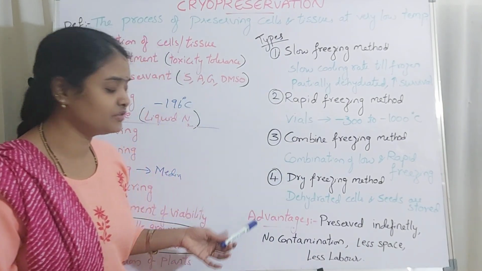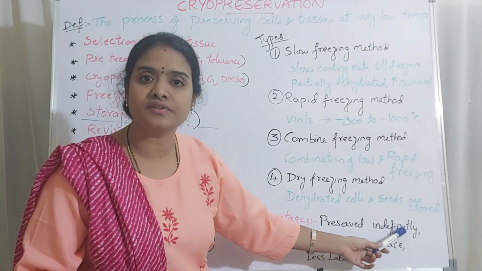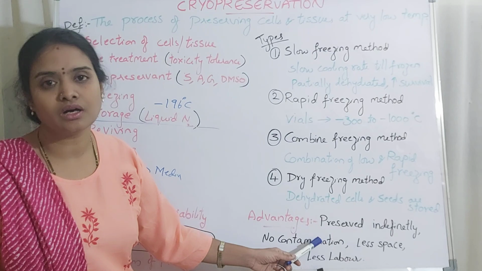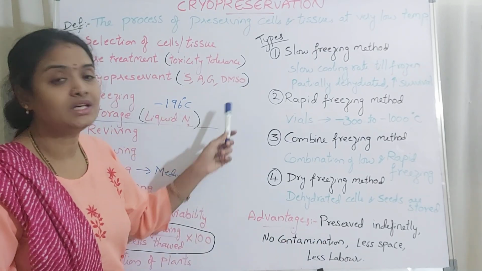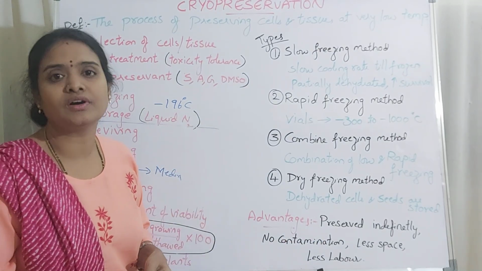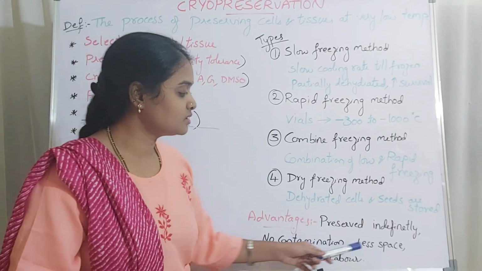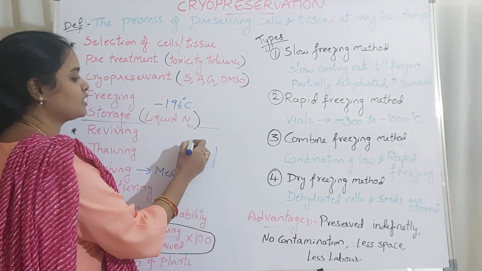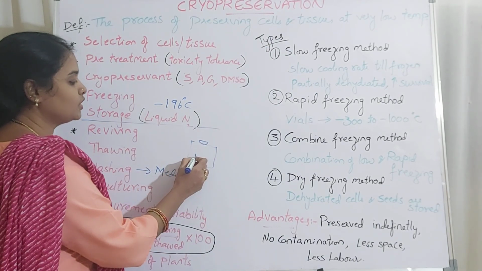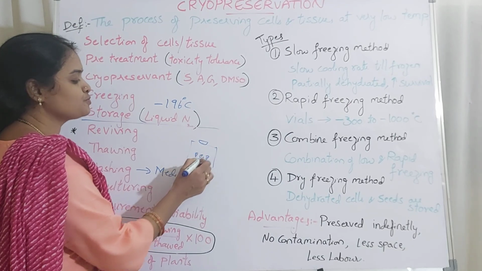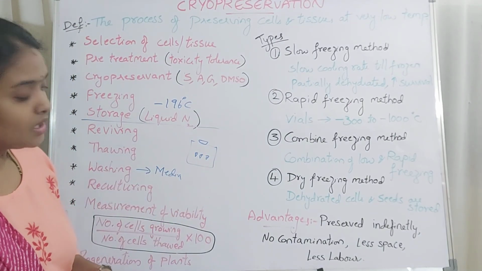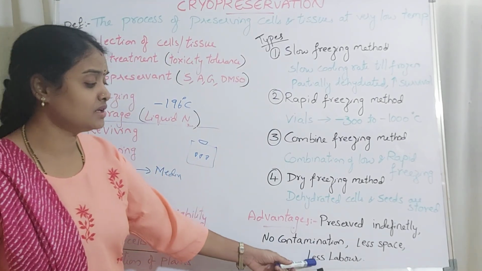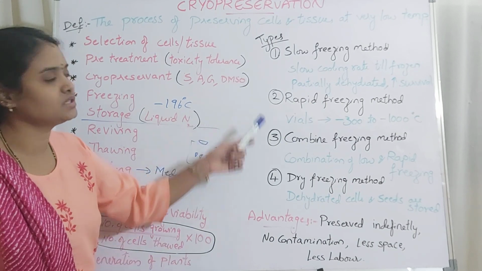If you come to the advantages, you can store them for an indefinite time period. Then no contamination will occur. Here there is no chance for contaminating microbes or fungal contamination. And then the space required is very low because the liquid nitrogen tanks are very small. You are going to store your vials, so very low space is required for the storage, and also the handling is done by only a single person, so very little labor is required for this complete process.